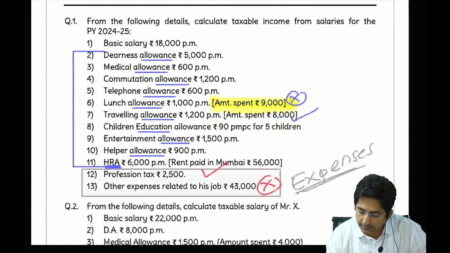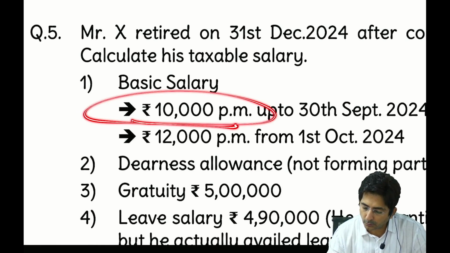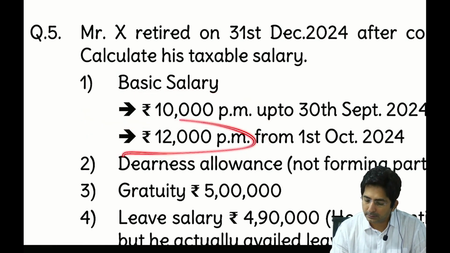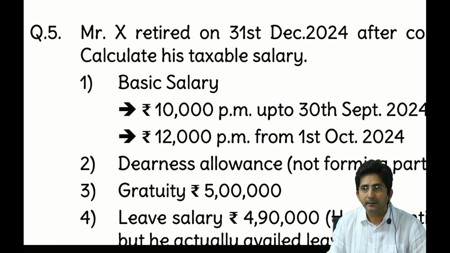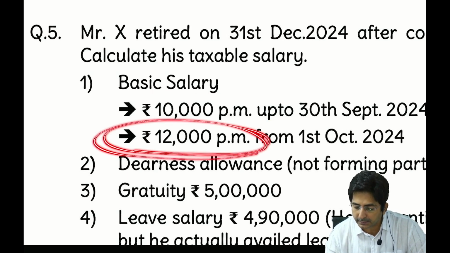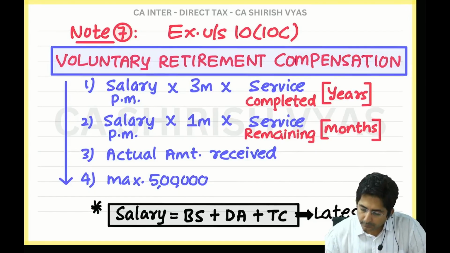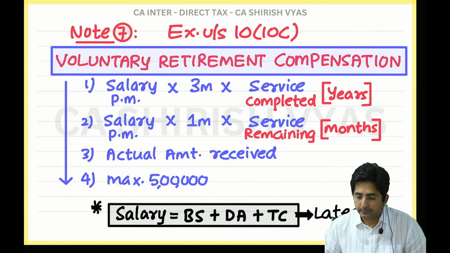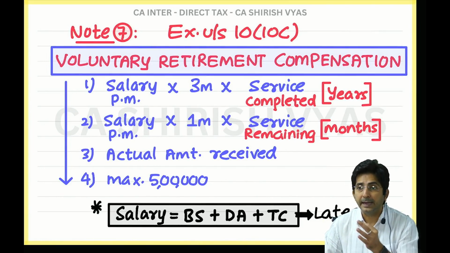Like in a question like this, what will you do? 10,000 was the salary, then it became 12,000. So what is the latest? 12,000. Latest means the last salary. So in this example it is 12,000. Okay. So this is voluntary retirement compensation. Okay. The section was 10(10C).